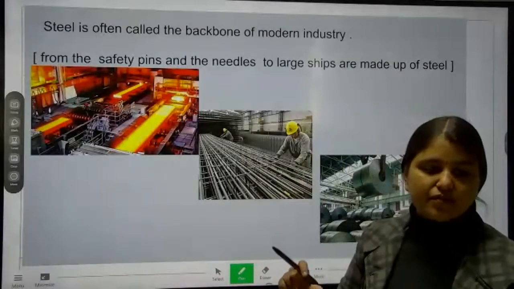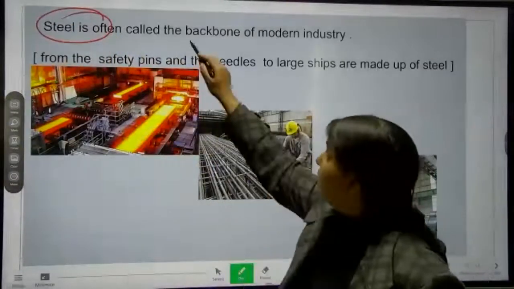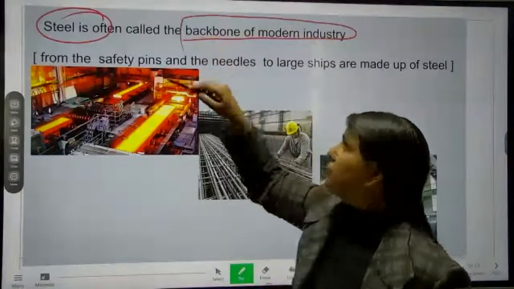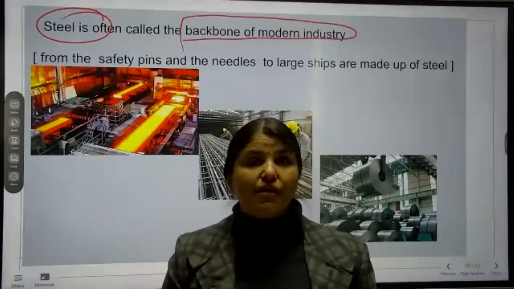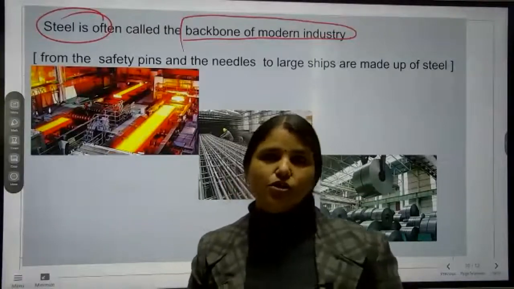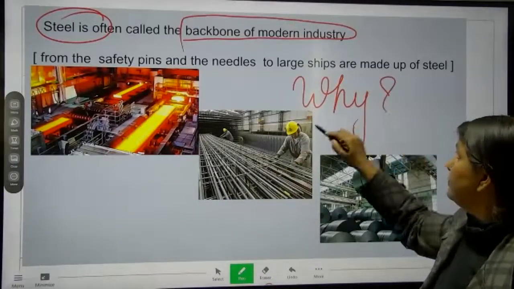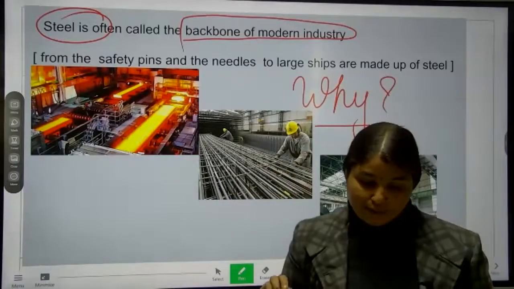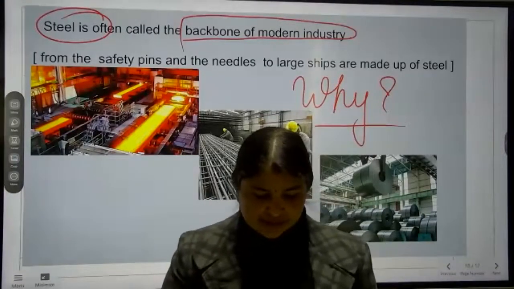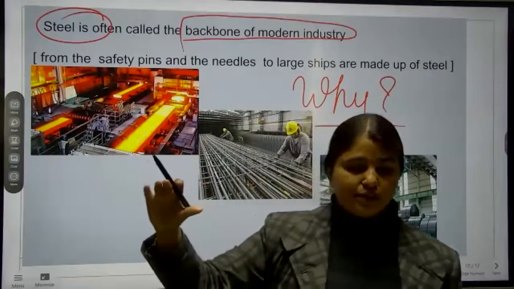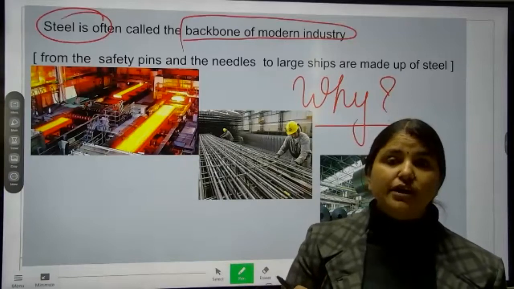or if a particular metal we are taking, that steel is the type of metal that is known as the backbone of the modern industry. What is steel? Steel is the metal which is known as the backbone of all the industries. Question is there? Why? Yes or no? Because if you will see all the industries, whether they are making the needle up to the ship, they all needed the steel in their industry as a raw material.